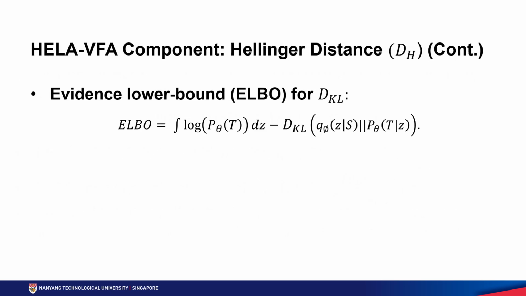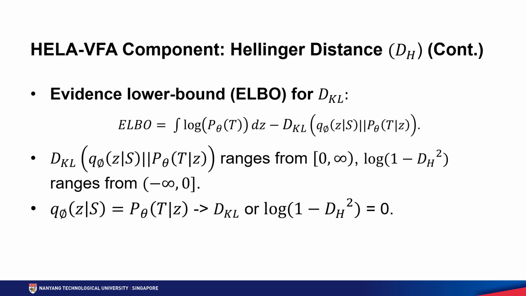So we use a KL divergence ELBO as comparison. We note that the KL divergence ranges from 0 to infinity, while the term containing the Hellinger distance measure ranges from negative infinity to 0. Despite the differences in the mathematical form of the two ELBOs, one thing remains common.